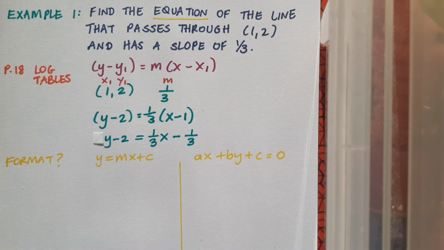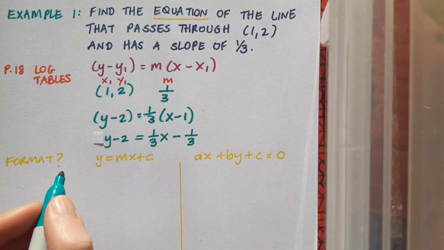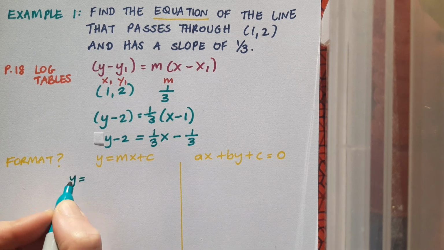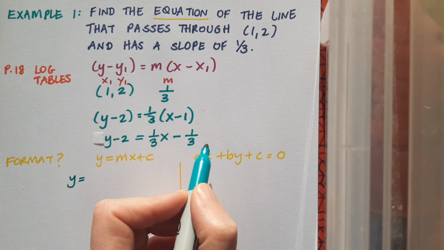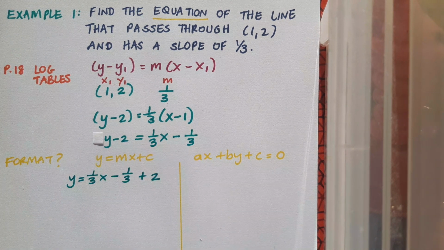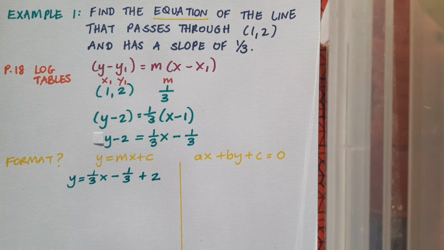So let's look at y equals mx plus c first. And this just requires us to arrange these terms in such a way that it's y is equal to. So the y will stay on the left, and your minus 2 will just go over to the right hand side, and because it's minus here, when it goes across it's going to add. So we're going to have y equals 1/3 x minus 1/3 plus 2.